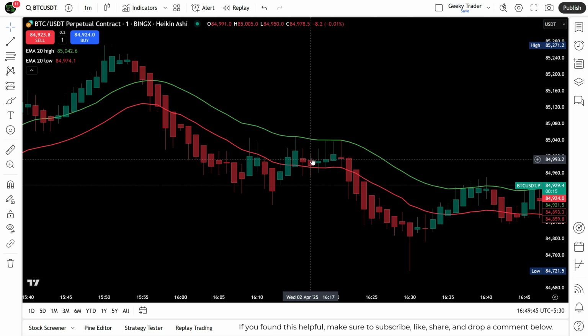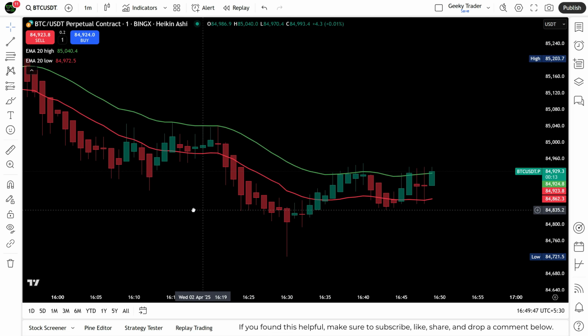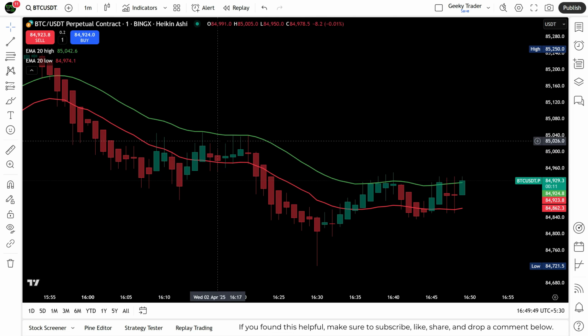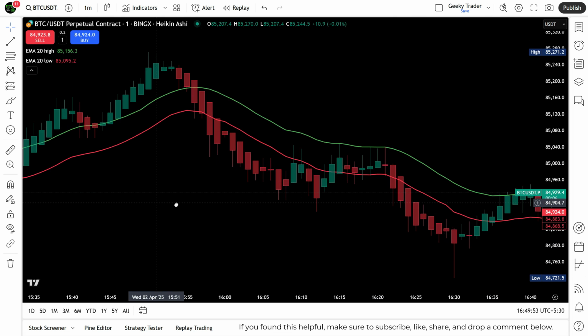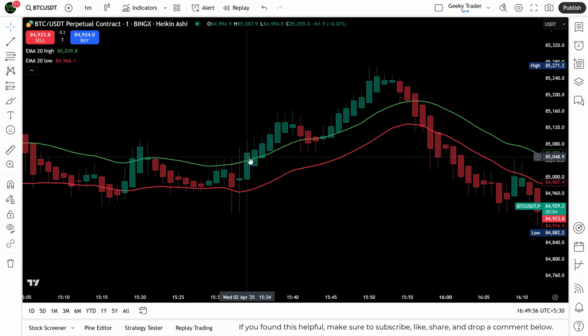If you've been looking for a straightforward way to identify high-probability trades, this setup is perfect for you. Using just Heikin Ashi candles and two 20-period EMAs, we can effectively catch trends and maximize our trading potential.